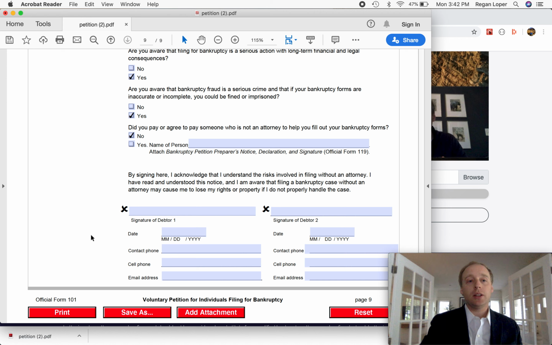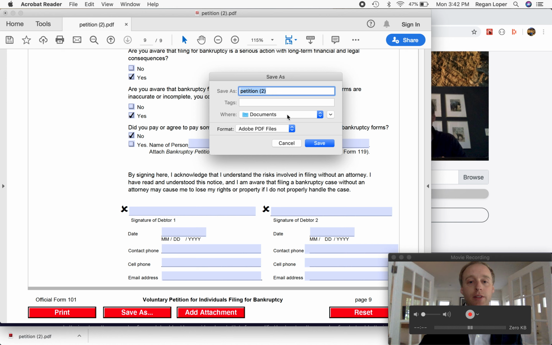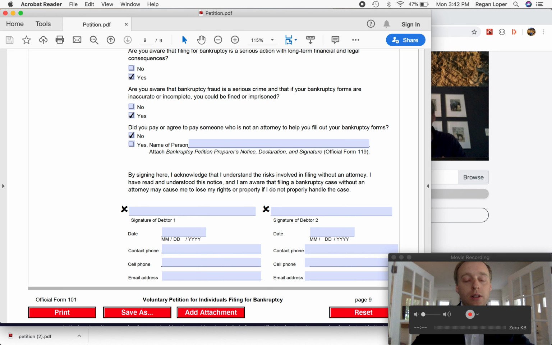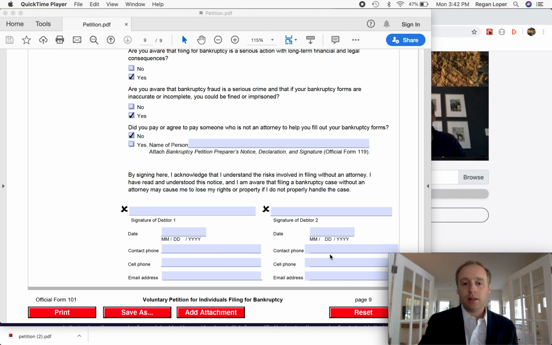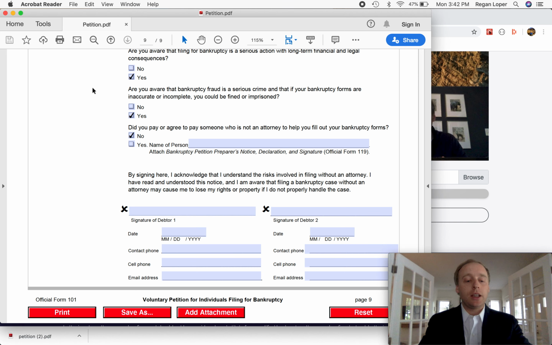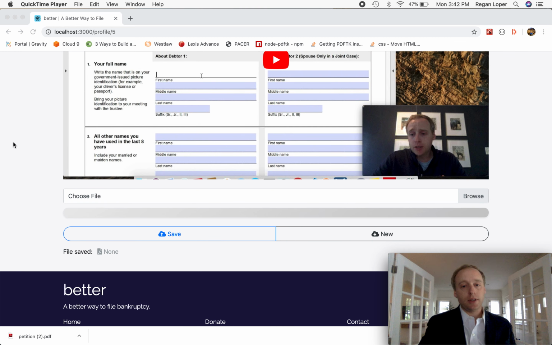So what I'm going to do here is I'm going to go ahead and file Save As. I'll go ahead and save it to my desktop, just to make things a bit easier. And I'll call it Petition. Okay, so I've saved the document. I can go ahead and close Adobe. And let's go back to the website, okay?